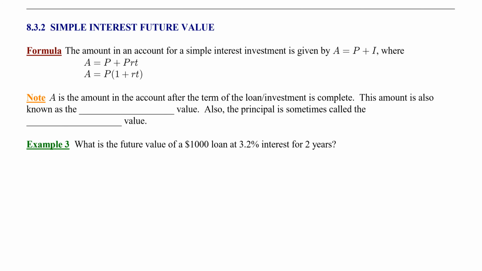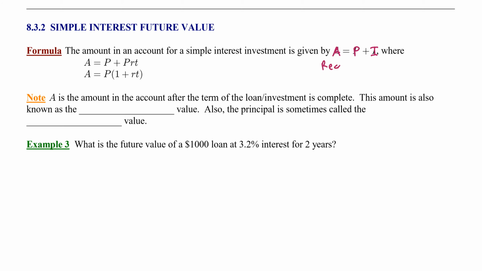To expand our understanding of simple interest investments and loans, we will now consider simple interest future value. Here's the formula. The amount in an account for a simple interest investment, now just think basic savings account, right, is given by A equals P plus I. So the amount in our savings account is going to be equal to the principal P, that's how much we initially deposit, plus the interest that we earn.